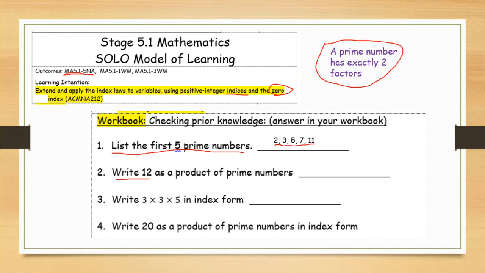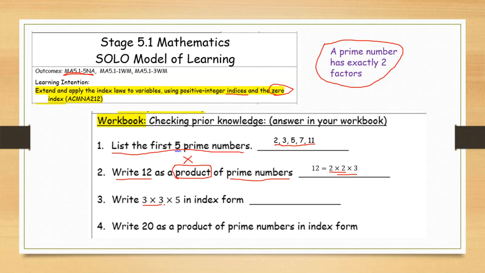When we write 12 as a product of prime numbers, so product means times, prime numbers are numbers like 2, 3, 5, 7, 11. We get 2 times 2 times 3. 2 2s are 4, and 4 3s are 12.